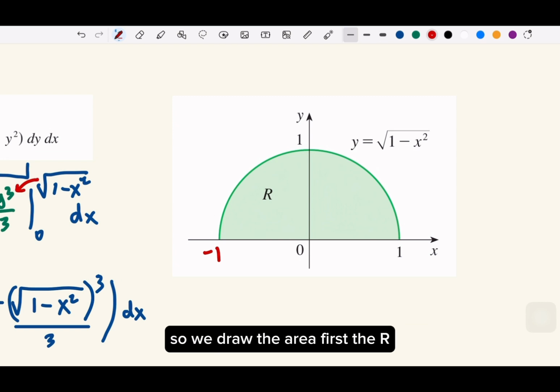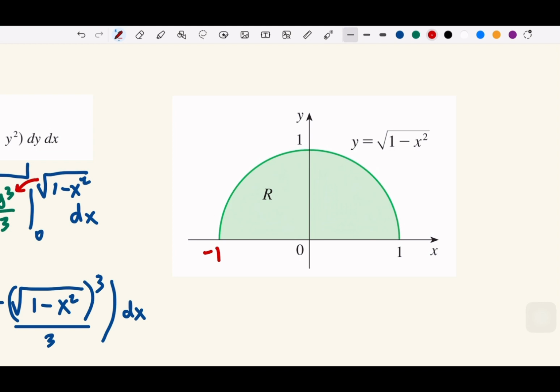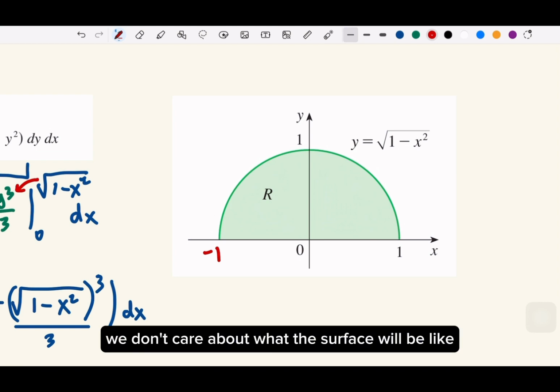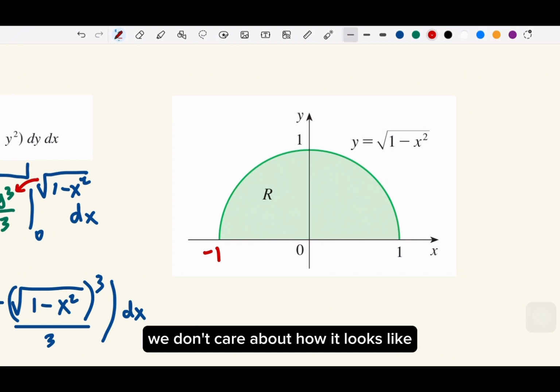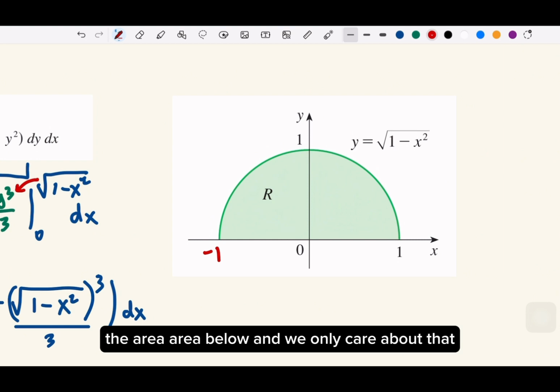Okay? So we draw the area first, the r. This is the area that is supposed to be integrated. And most of the time, in double integral or in the multiple integral in general, we don't care about what the surface will be, like the function, the surface. We don't care about how it looks like. We only care about the r, the area below. So we only care about that.